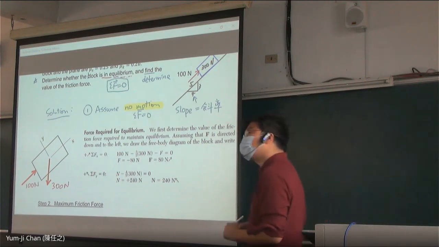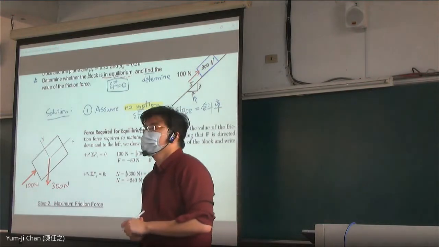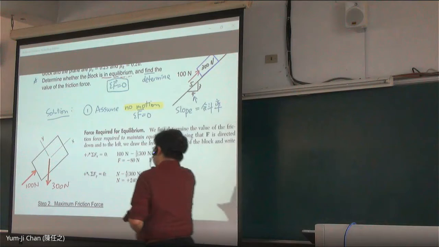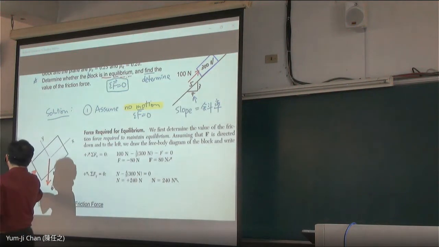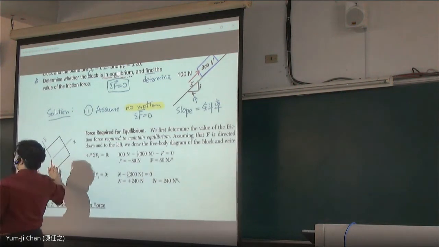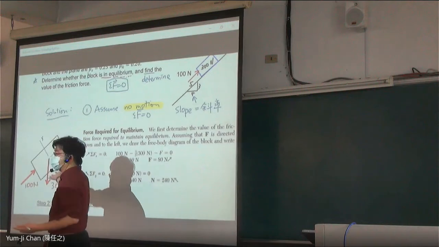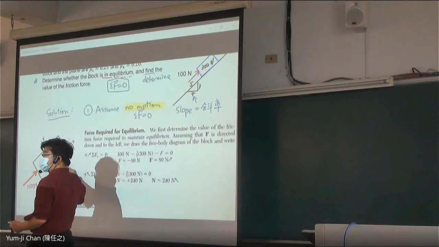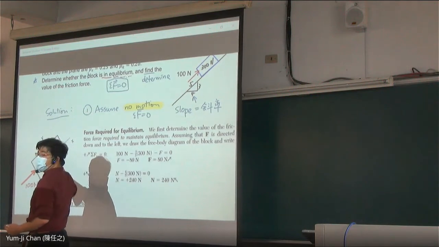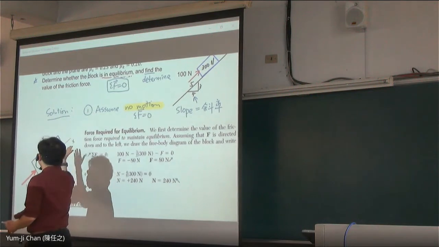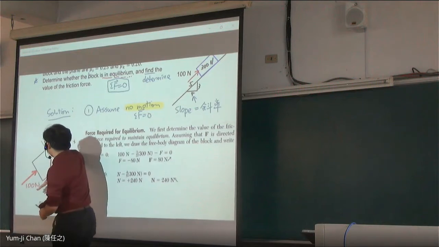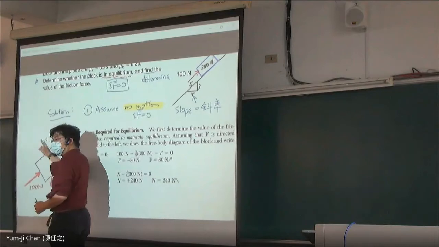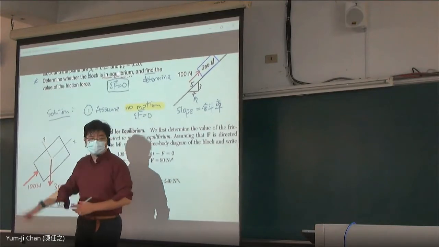Any others? Because the resultant force of this one and this one does not equal 0, so we must have other forces, right? We have other forces. So because it is placed on a plane, it is in contact with the plane, so it has a support reaction here.